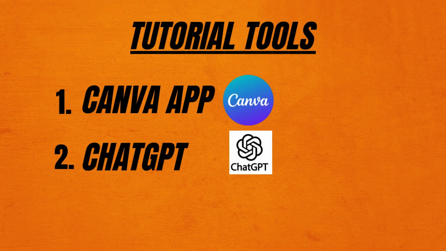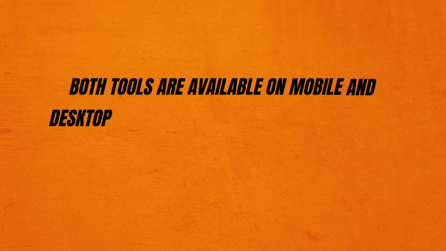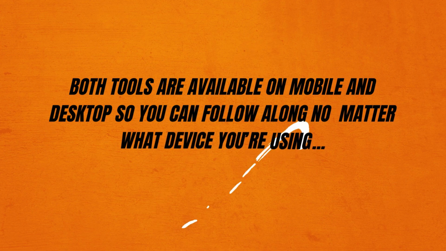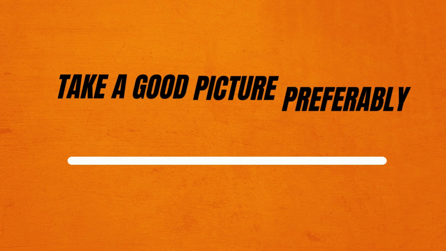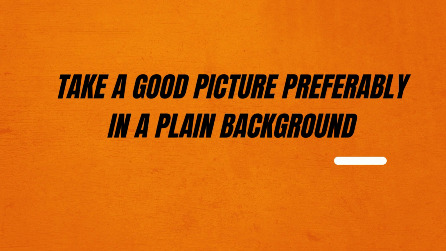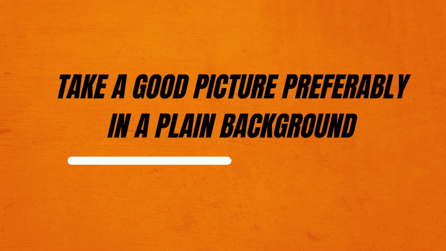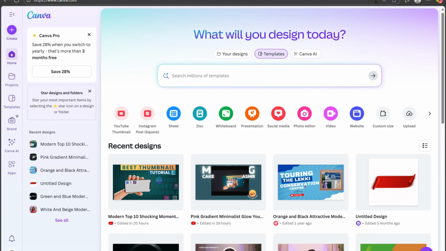In this tutorial, we'll be using two powerful tools to design our eye-catching YouTube thumbnail. The first tool is Canva for the actual design, and the second tool is our AI tool, specifically ChatGPT, to help us create an SEO compliant caption and our props. Both tools are available on mobile and desktop, so you can follow along no matter what device you are using. I'll advise that you take a good picture, the one you'll be using for the thumbnail, preferably in a plain background. Secondly, I'll just be showing you what the Canva interface looks like and the tools we'll be working with.